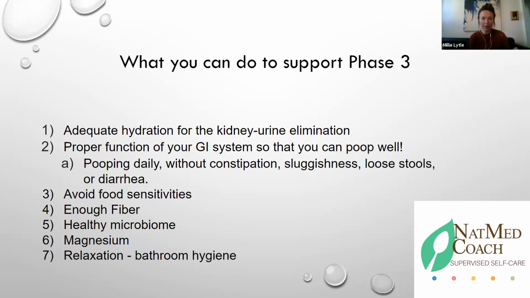Magnesium is an essential mineral that we need to relax our bowels, to relax our nervous system so that we can poop easily. And you also do want to engage in healthy bathroom hygiene. And this means giving yourself a relaxed time to go to the bathroom on a daily basis.